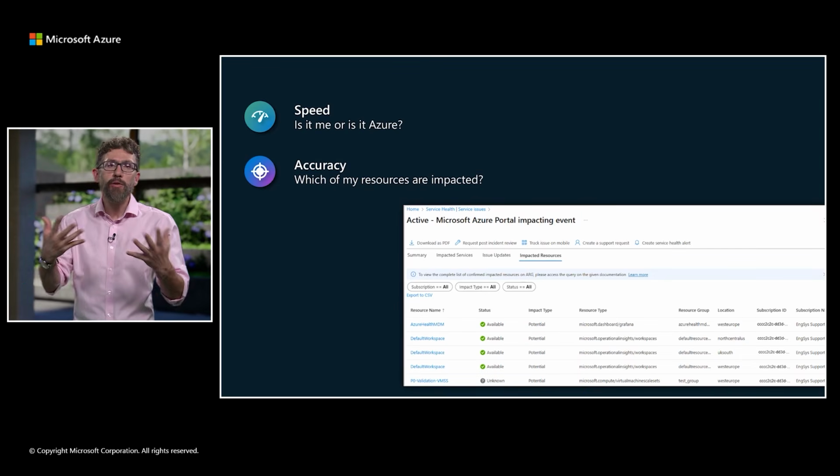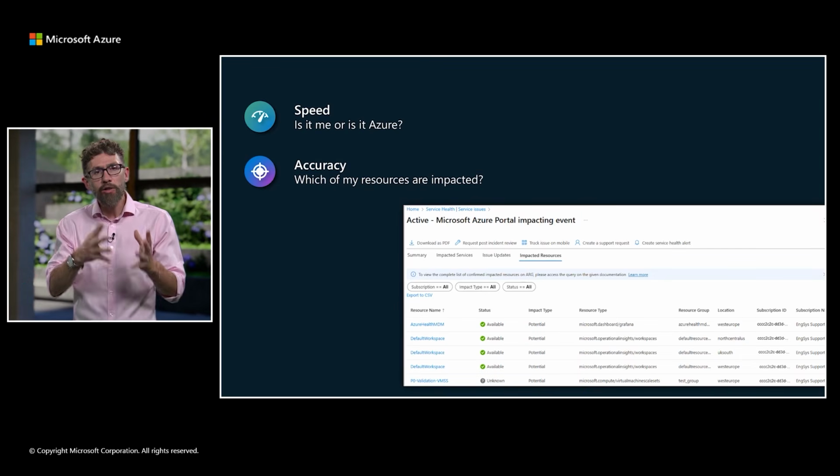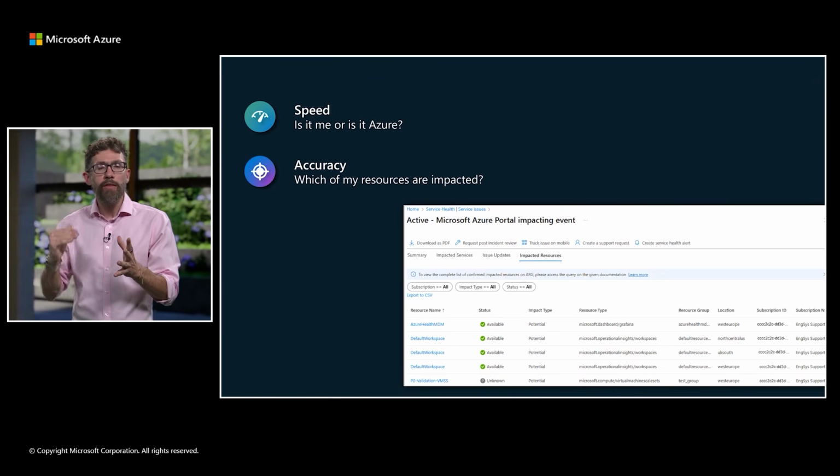Telling customers that virtual machines in East US are impacted is not as helpful as telling them which of their virtual machines are impacted, and this is accessed through resource health.